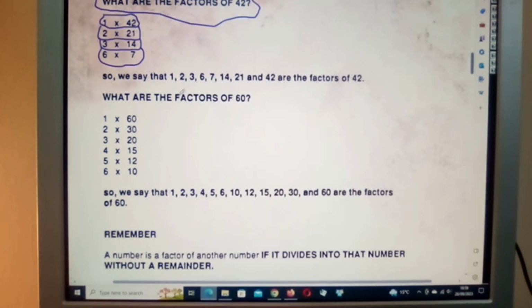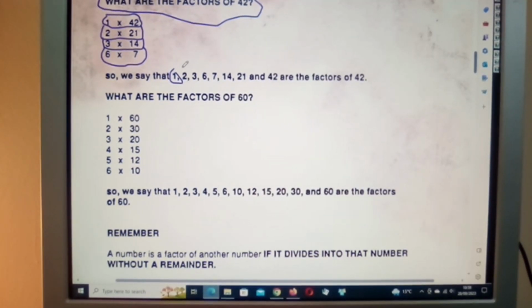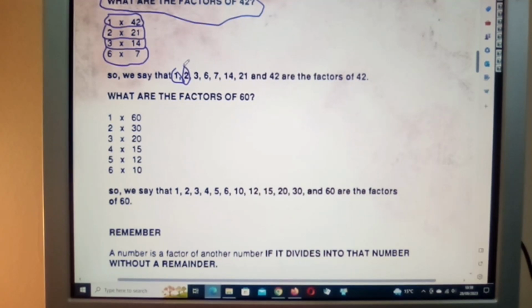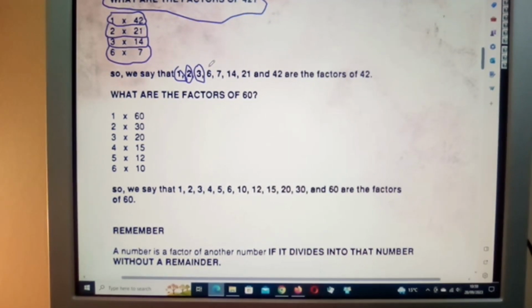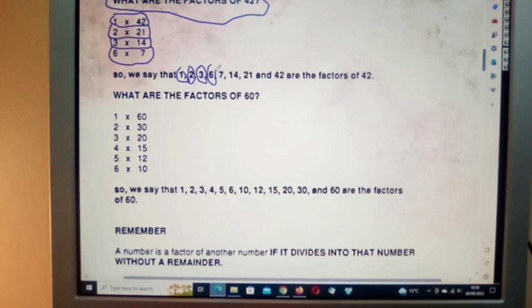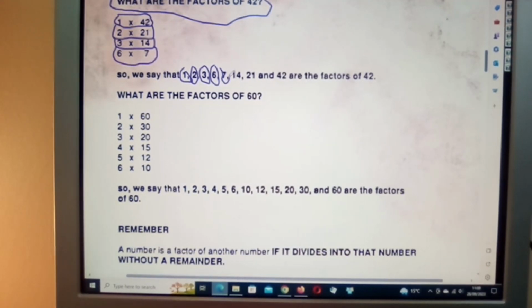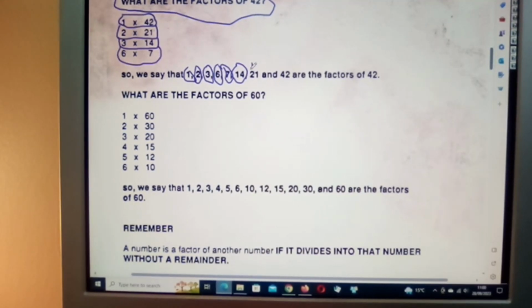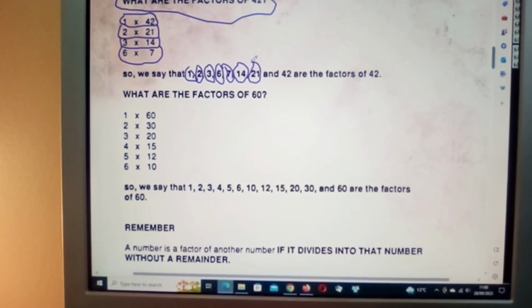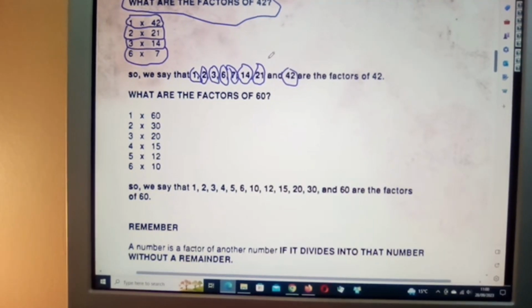So we can say here that again 1, 2, 3, 6, 7, 14, 21, and 42 are all factors of 42. Okay. Now what's different here about this?